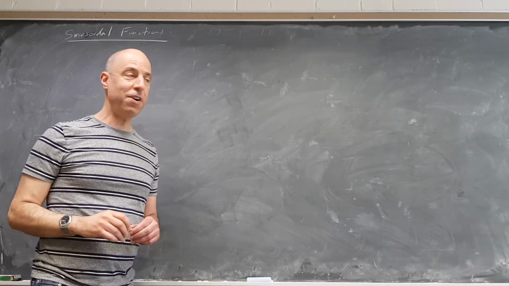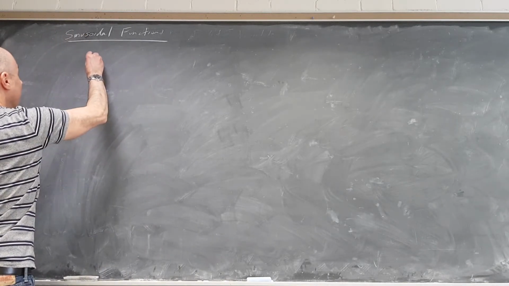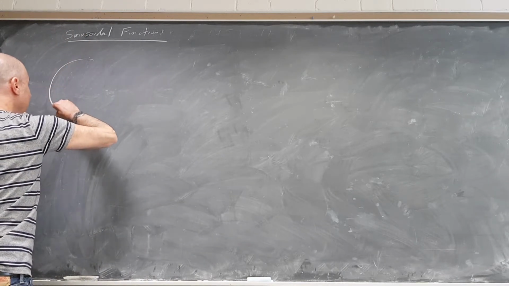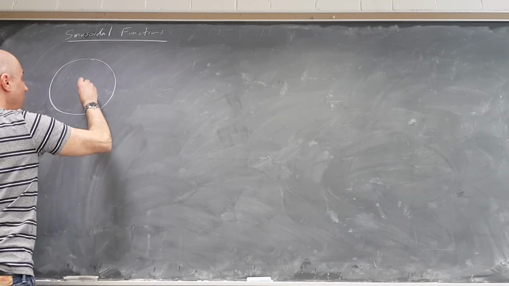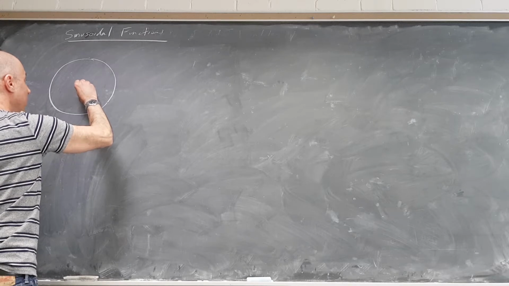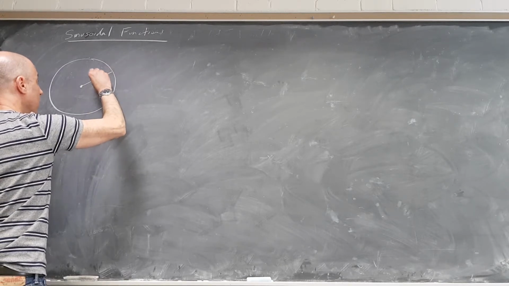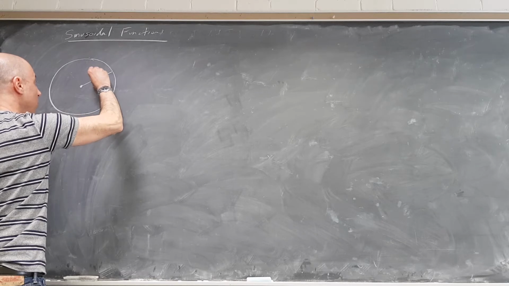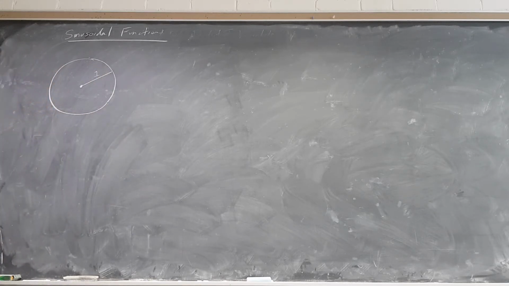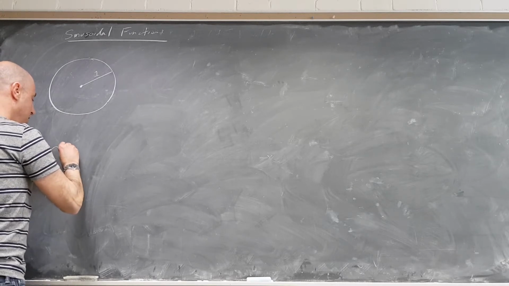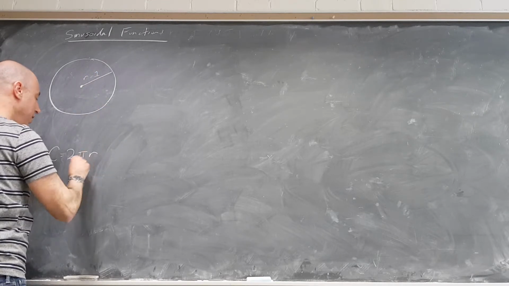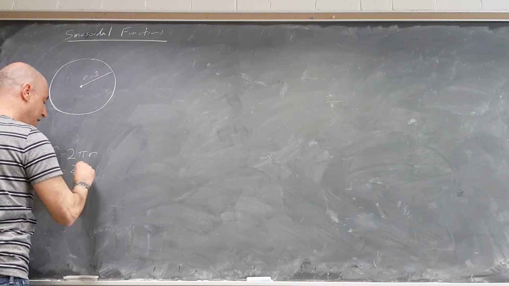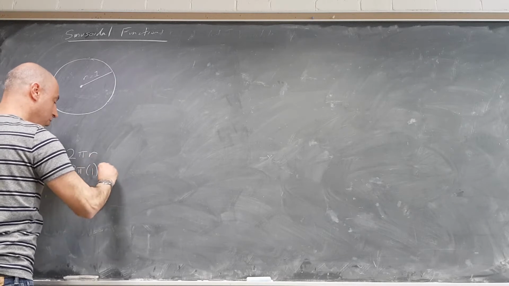Okay, consider a Ferris wheel. Try to draw a nice round circle here. And we want this Ferris wheel to have radius 1 unit, whatever that is. And of course, if the radius is 1, we know the circumference of the circle is 2 pi times r. We just said r is equal to 1. So this is just 2 pi times 1, which is just 2 pi.